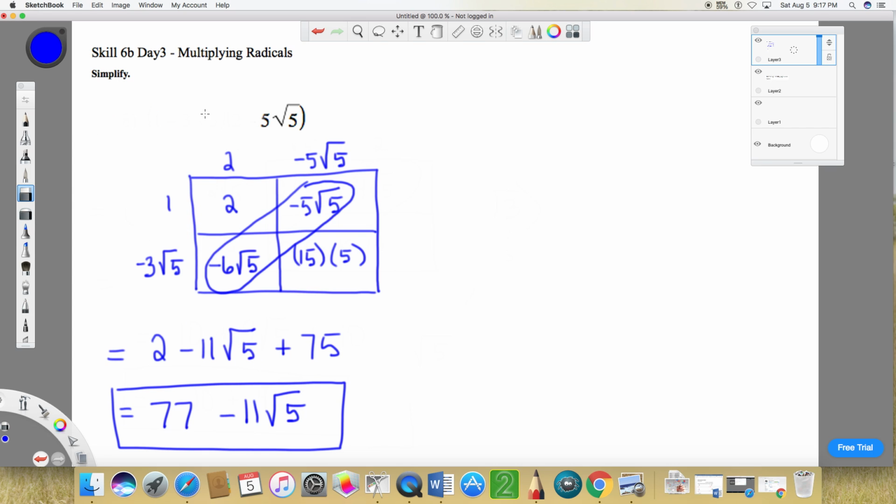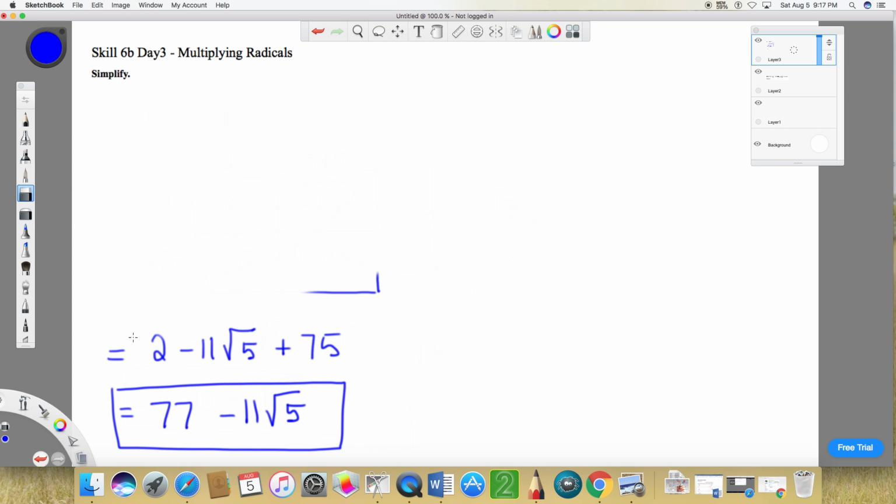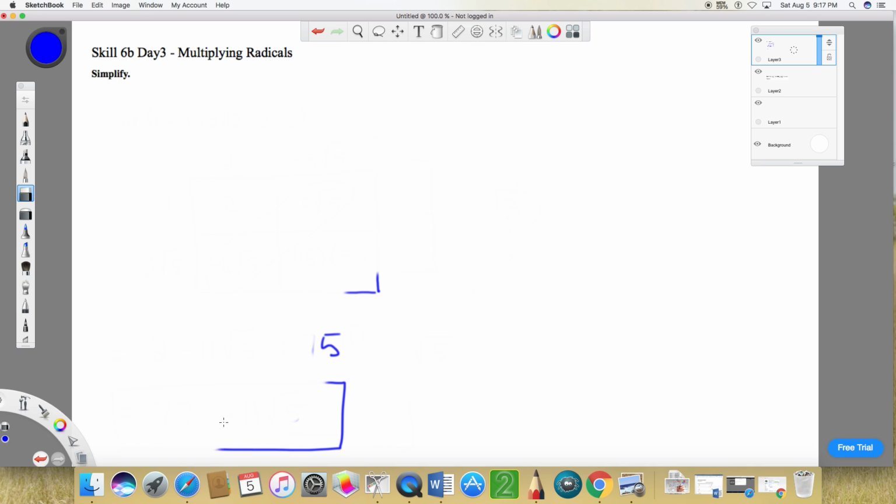Let's look at the next one. We see the finish line in sight. We've only got 2 problems to go.